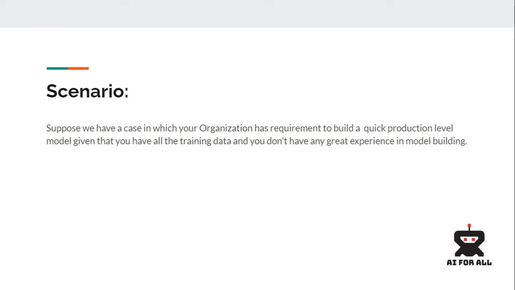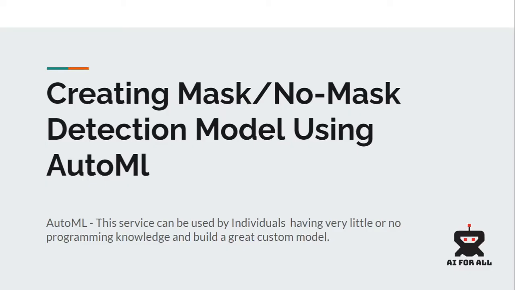So we've considered this basic case for our discussion today, and we are taking a mask/no-mask detection model, because these days it is very important to detect people who are wearing masks, and if certain people are not wearing masks, we need to detect them. We will be using AutoML in this scenario because this suits AutoML well, as the AutoML service can be used by individuals who have very little knowledge of programming, and it can also be used to build a great custom model.